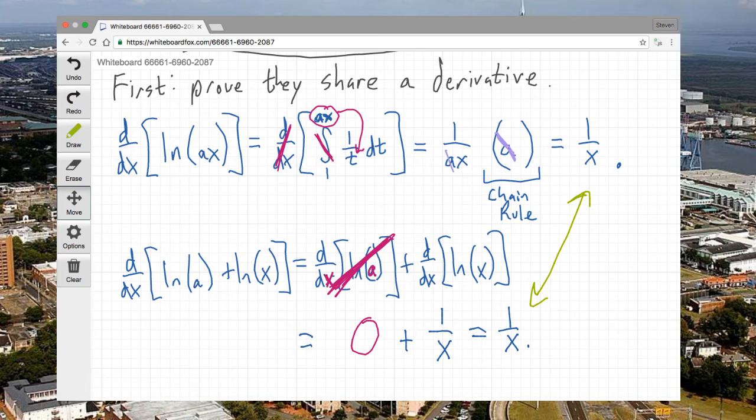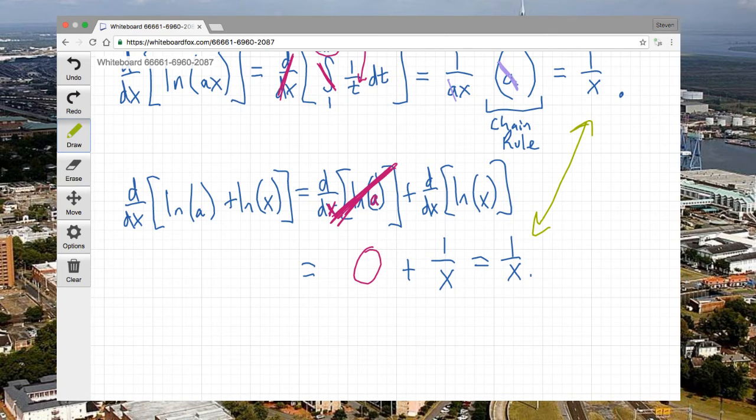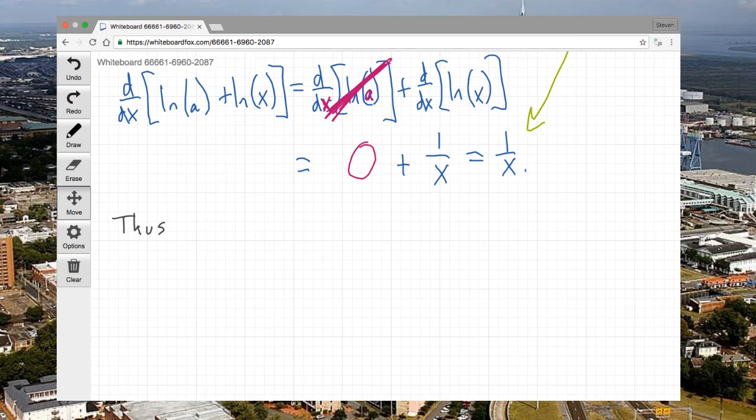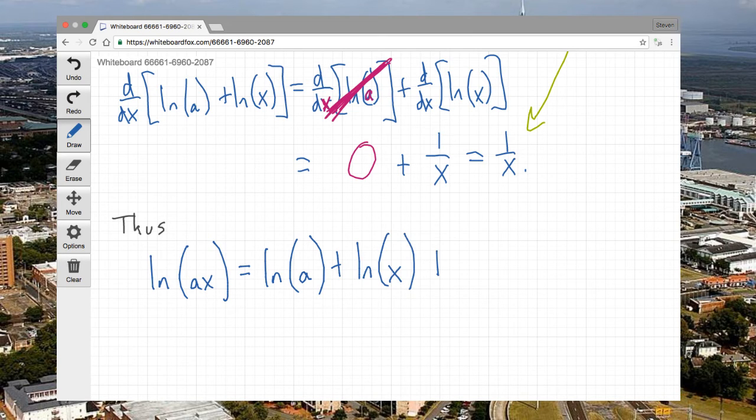Now, does that mean that they're equal? Almost. Two functions have the same derivative if they differ by only a constant. So what have I proven? I've almost proven everything. I've got the natural log of a times x equals the natural log of a plus the natural log of x, but I also have this possibility that they might be off a little bit, a plus c could be involved there. I want to show that that c is actually 0. So how do I do that?